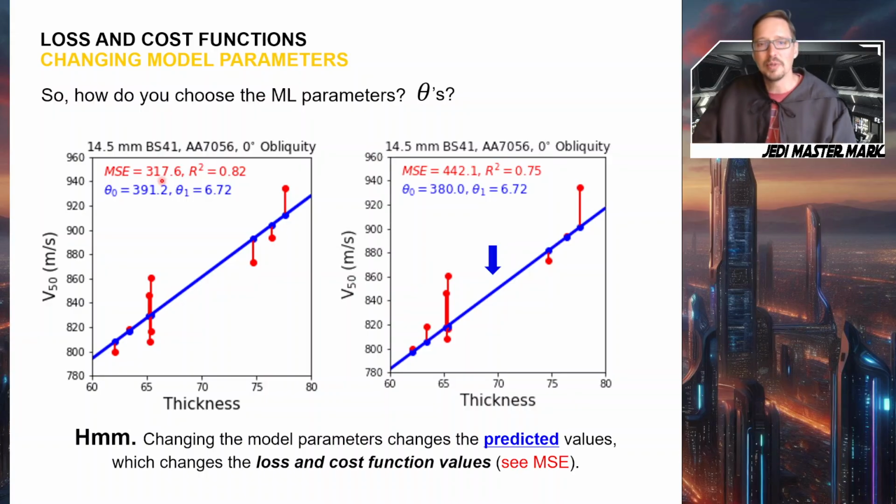That would lead you to believe that the one on the left is a better model for capturing the actual outputs than the model on the right. So we now have this parameter, this cost function, mean squared error, that can tell us which of these algorithms with different model parameters is better at capturing this data.